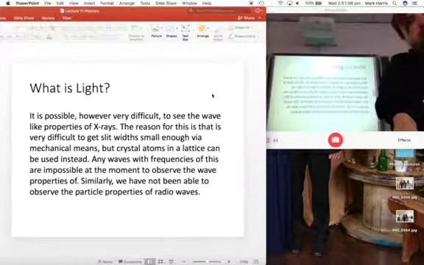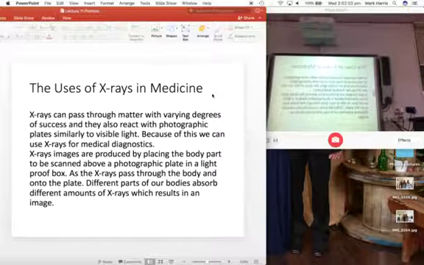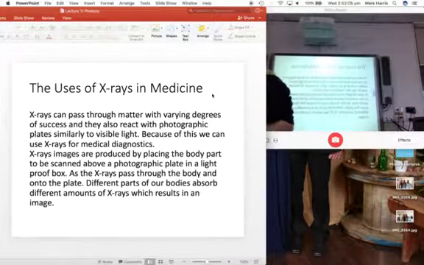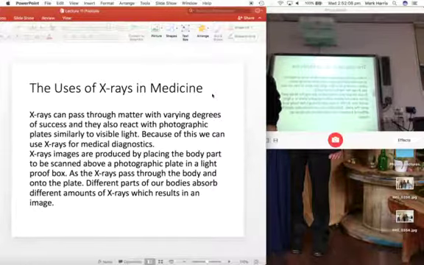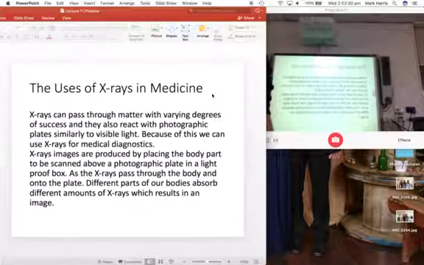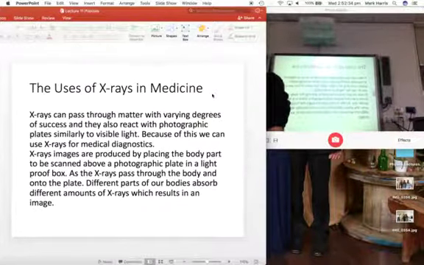Okay, uses of X-rays in medicine. I think there's like 2 pages on this, hopefully. They were using X-rays to scan people's feet. X-rays pass through matter with varying degrees of success, and they also react with photographic plates. Therefore, we can use X-rays to image parts of our body with varying degrees of success.